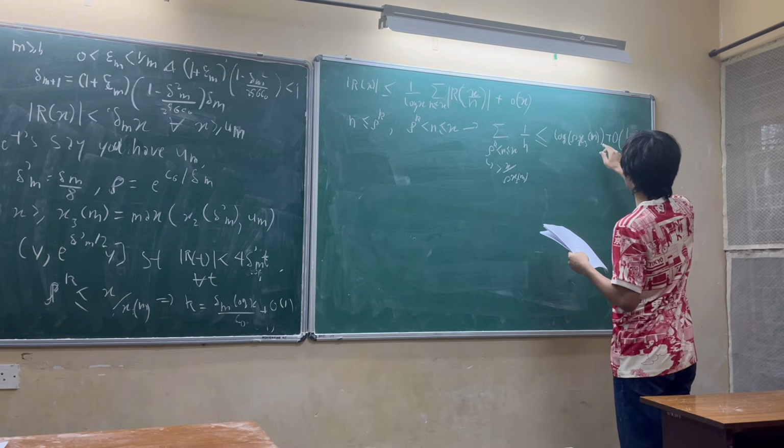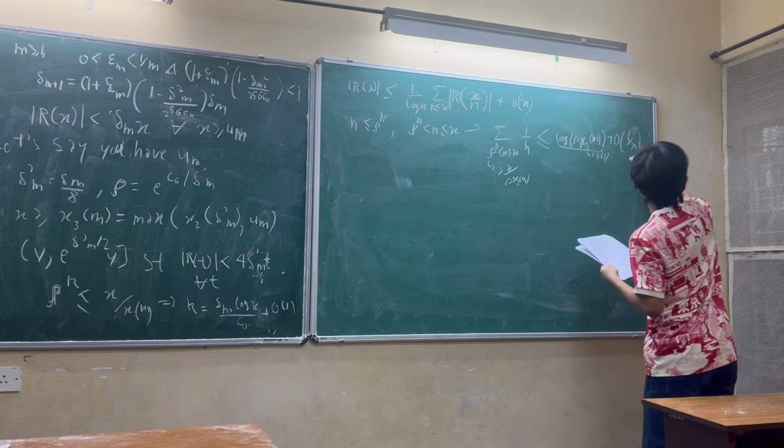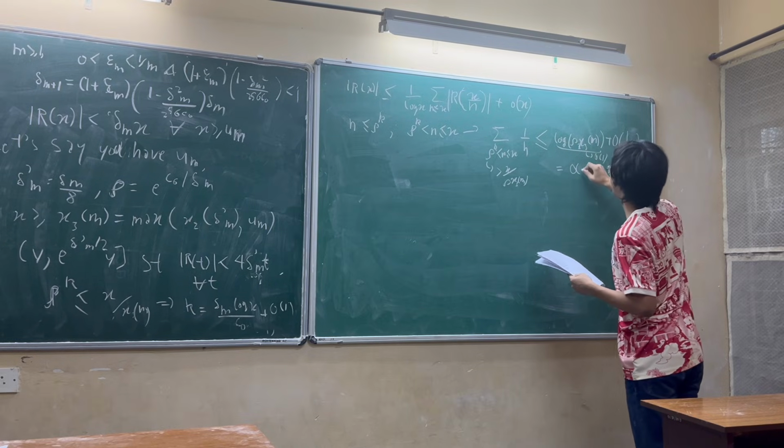But these two things are constant. This is something of the order of 1, and this is of the order of 1, so this whole thing is of the order of 1.